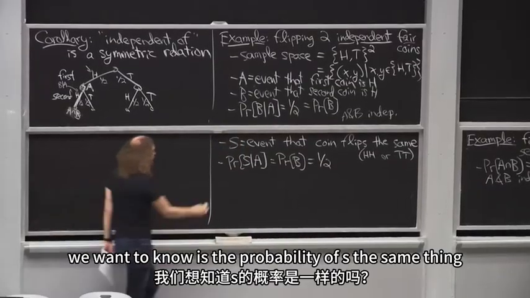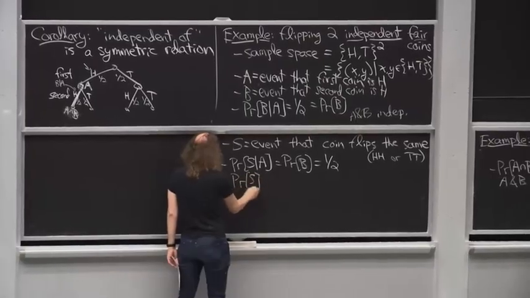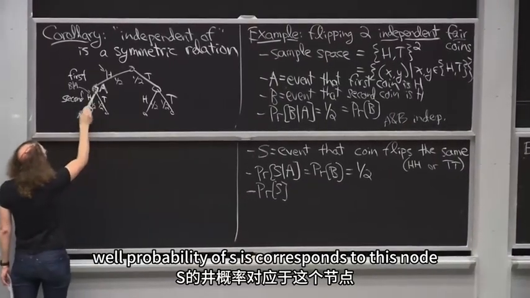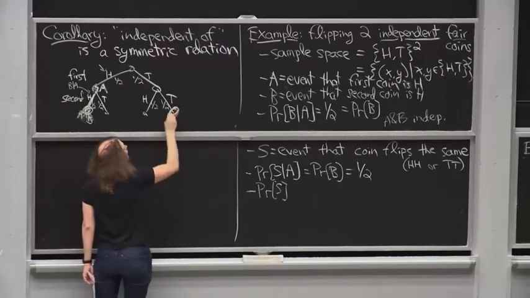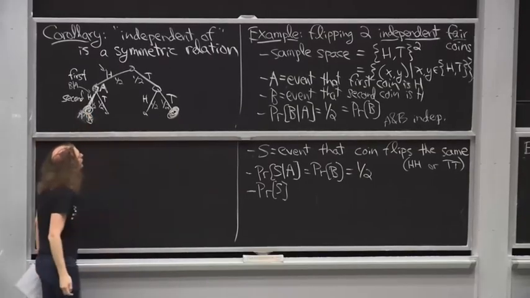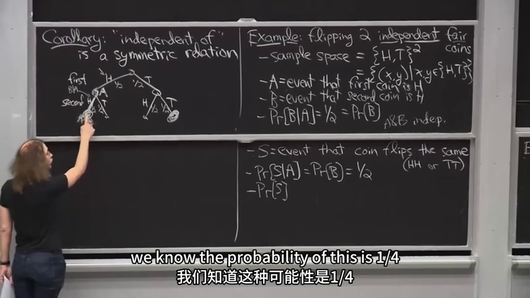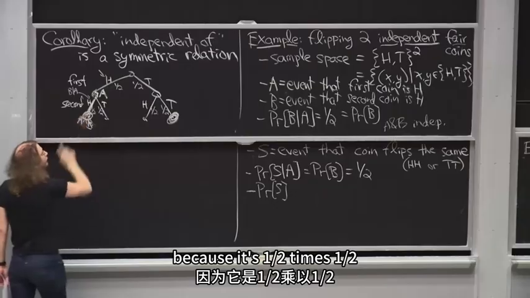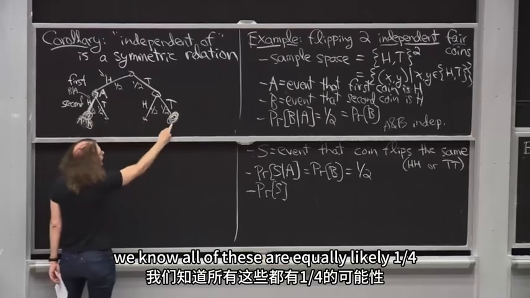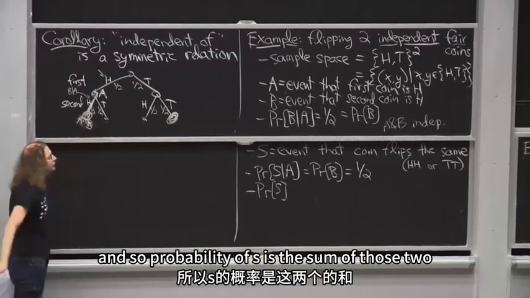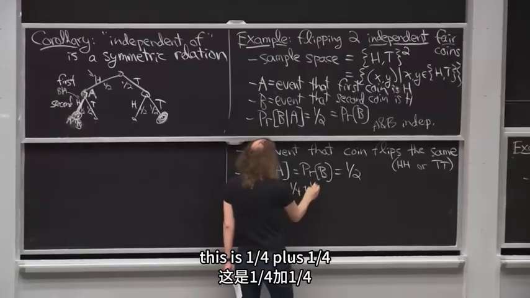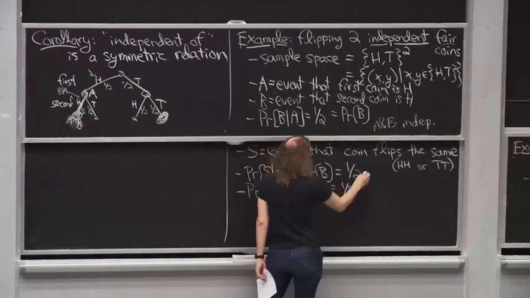On the other hand, we want to know, is the probability of S the same thing? Well, the probability of S corresponds to this node and this node. Right? This is the heads-heads case. This is the tails-tails case. We know the probability of this is a quarter, because it's 1/2 times 1/2. And the probability of this is also a quarter, 1/2 times 1/2. We know all of these are equally likely at a quarter. And so the probability of S is the sum of those two. This is a quarter plus a quarter, also known as a half. And so these two things are equal.